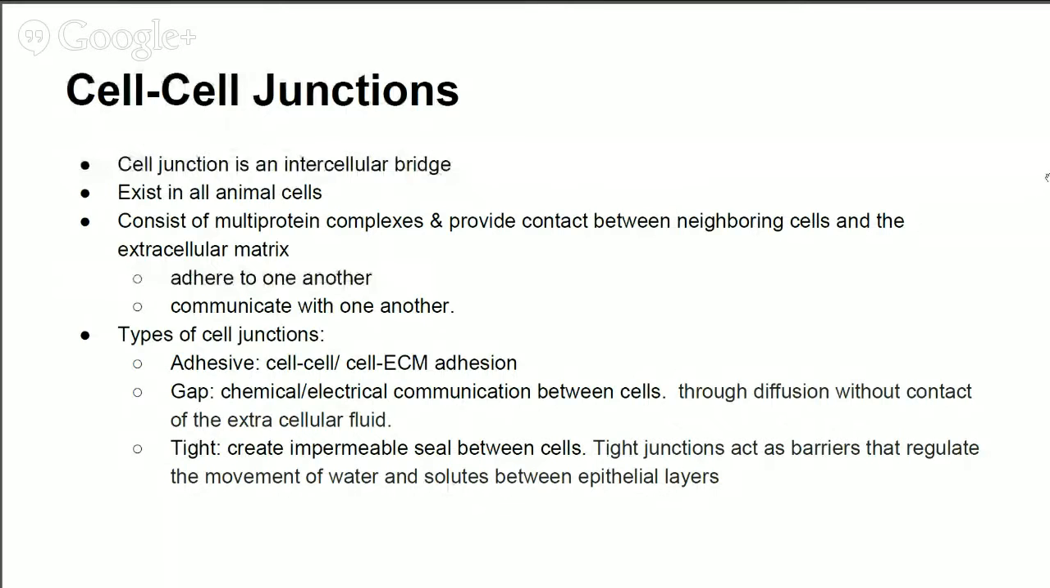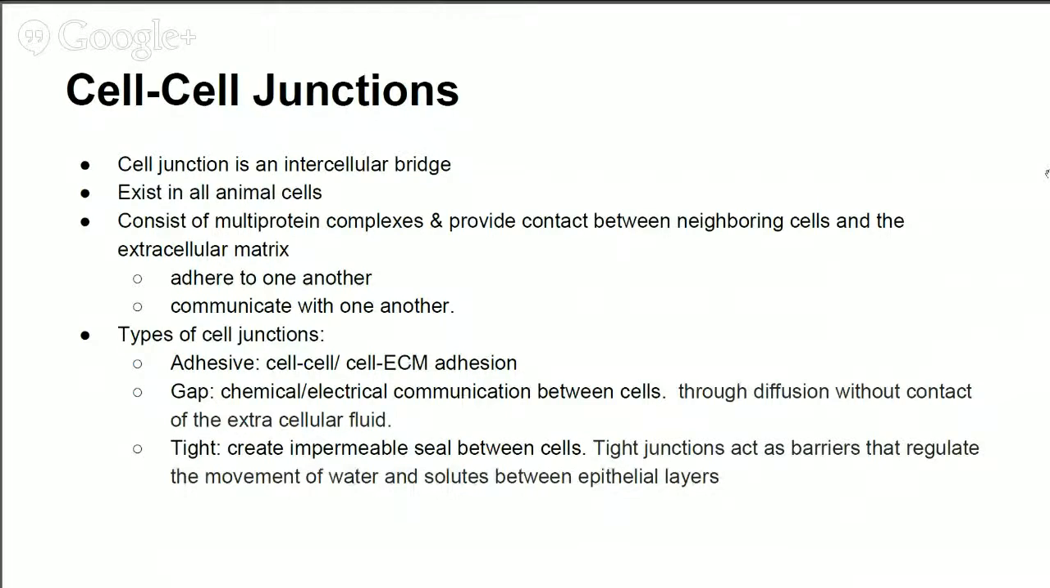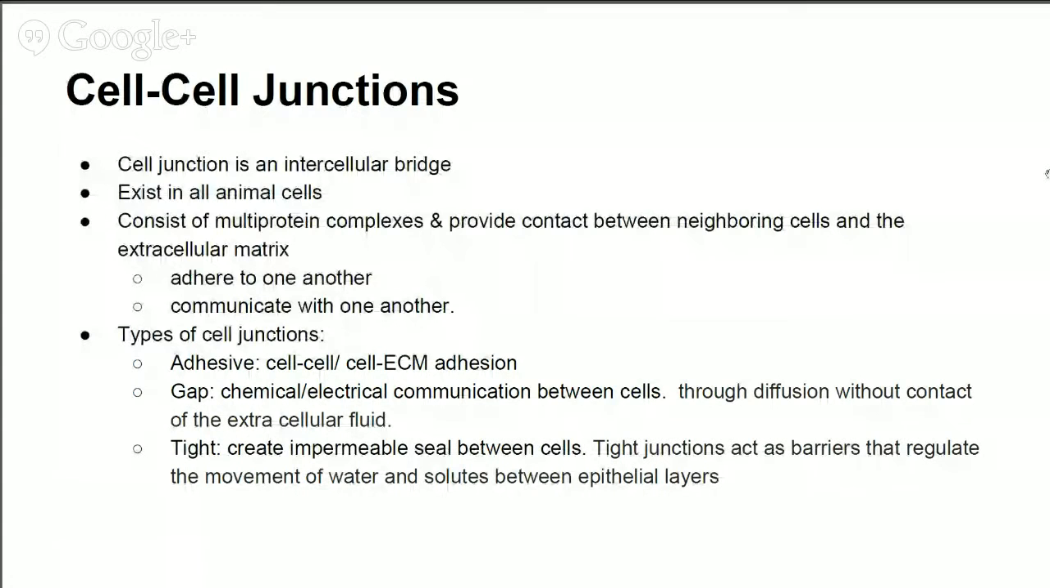There are three different types of cell junctions. One is adhesive, which is cell to cell, and another is gap junctions, which involve the chemical and electrical communication between cells, and they communicate through diffusion, but without contact of each other's extracellular fluid. Another is a tight junction, which creates an impermeable seal between cells. Tight junctions act as barriers that regulate the movement of water and solutes between epithelial layers.